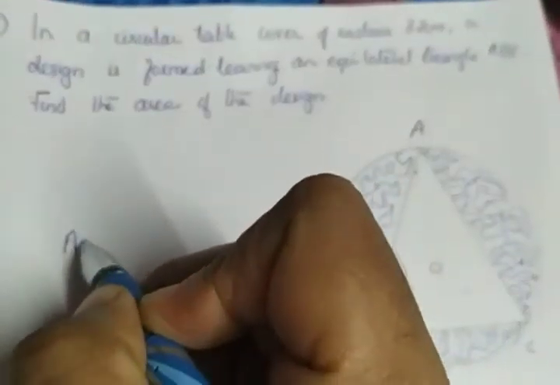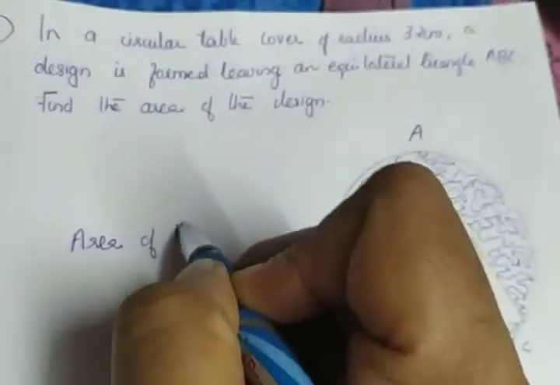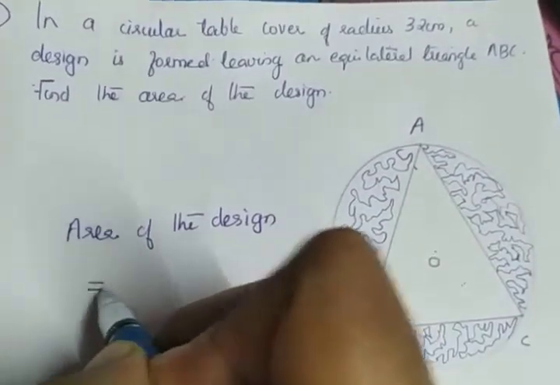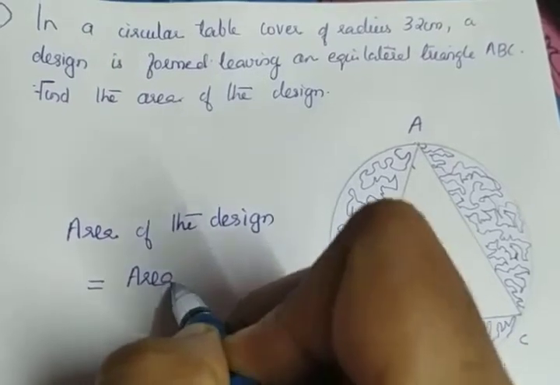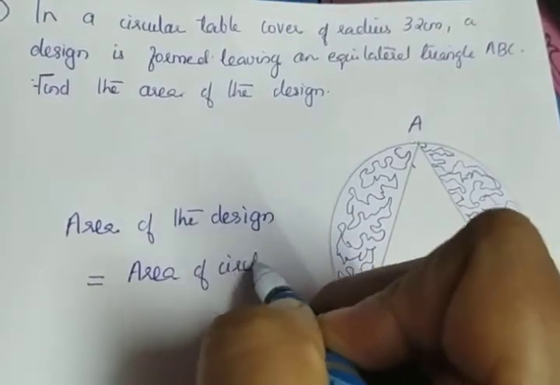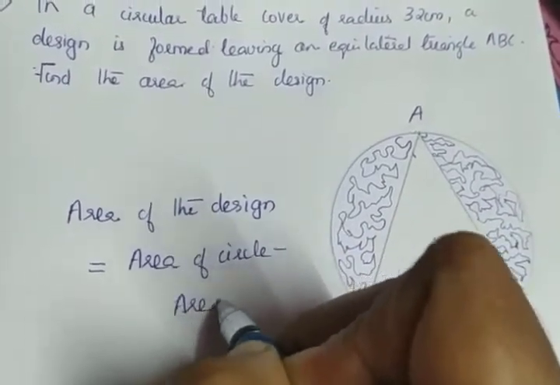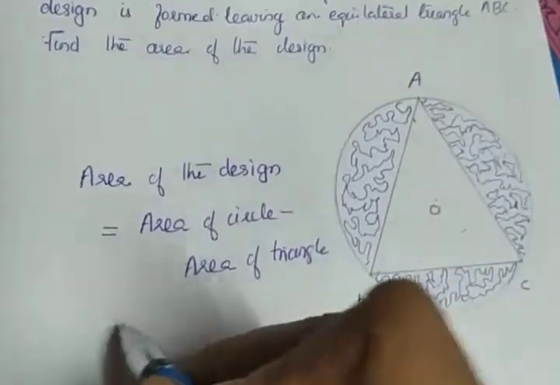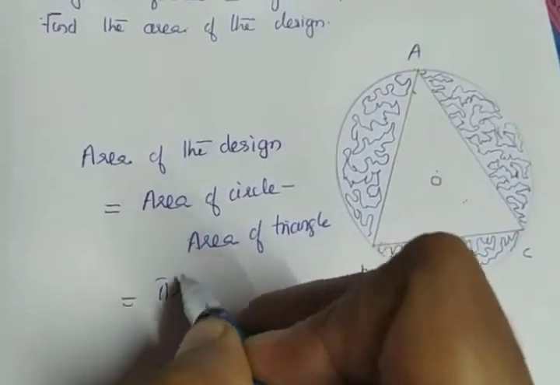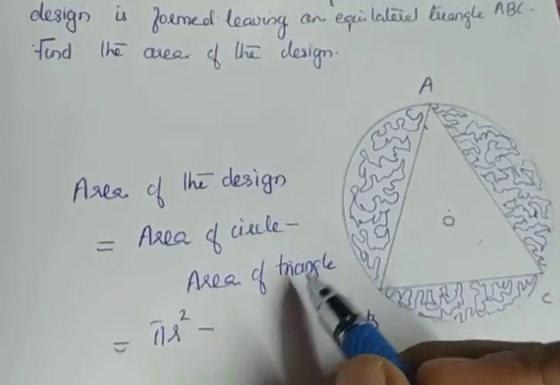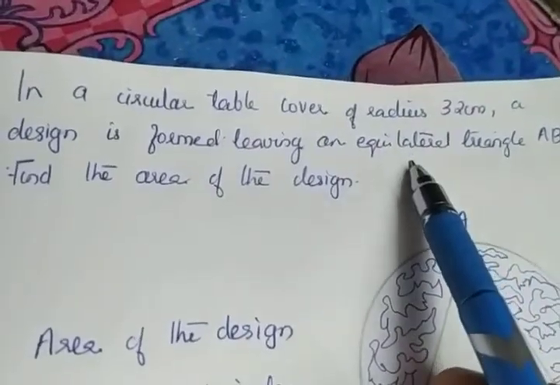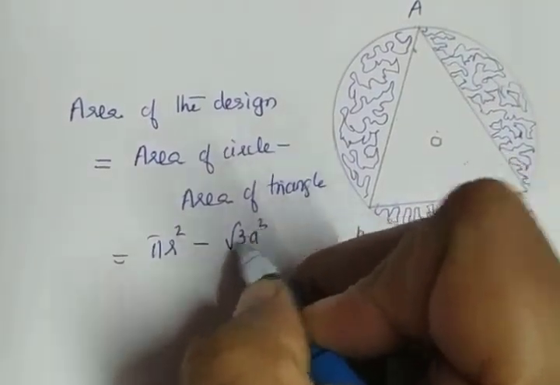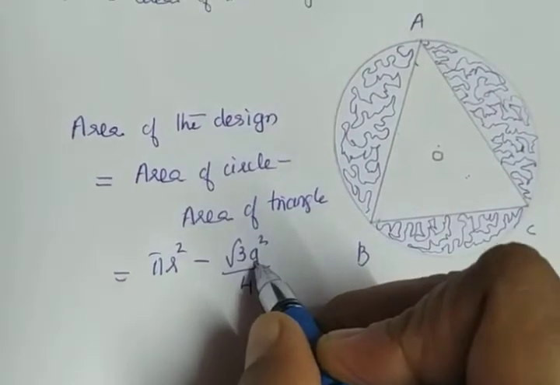Area of the design is equal to, what all we have to do? We have to find the area of the circle, which is pi r square, minus the area of the triangle. Okay, area of circle is pi r square. What about the area of the triangle? We have many formulas, but since it is given in the question that it is an equilateral triangle, the easiest formula is root 3 a square by 4, where a is the side of the equilateral triangle.